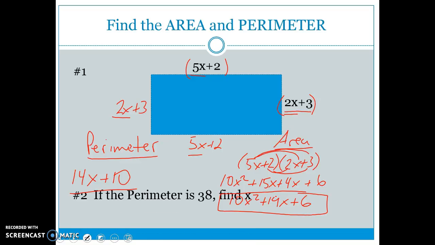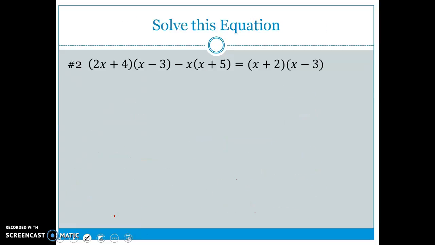So now they want us to answer this question. If the perimeter is 38, we want to figure out what x is. So here we have the perimeter. We know that that is equal to 38. So I'm just going to set this equal to 38, and I'm going to solve it for x. I could subtract 10 from both sides, so then I'd have 14x equals 38 minus 10, which is 28. And if I divide by 14, I'm going to end up with a value of x that is 2. All right, let's go ahead and move on here.